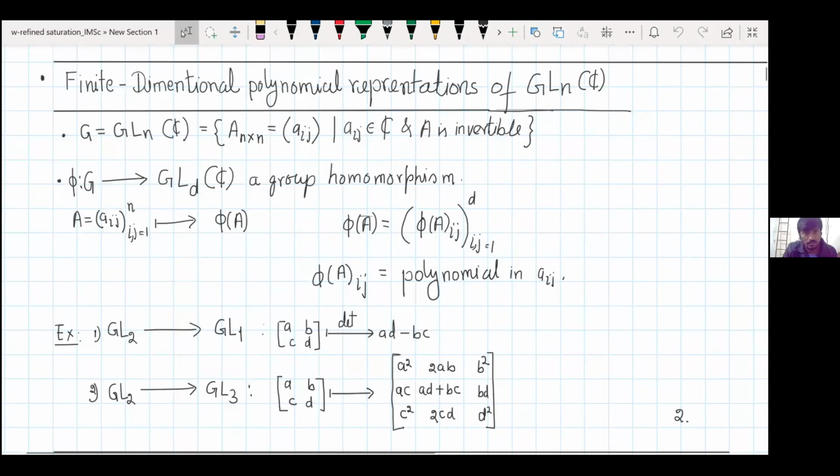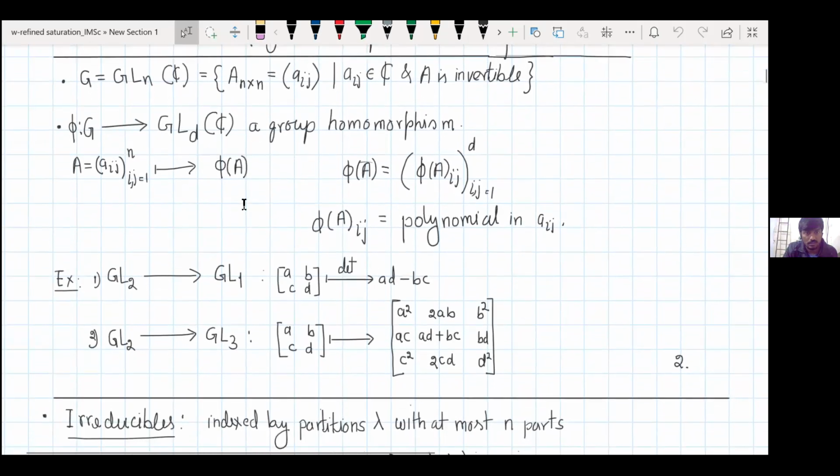Let me recall some basic definitions for the representation theory of GLN modules. So GLN is the collection of all invertible n cross n matrices, and a representation of GLN is a map phi from G to another general linear group. It's a group homomorphism, and we call it a polynomial representation if the entries of phi(A) are polynomials in the elements of the matrix A.